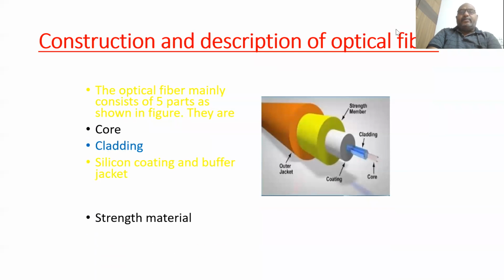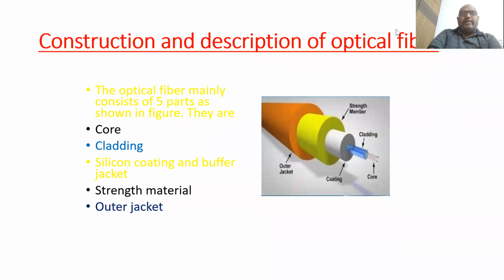The construction of optical fiber is basically 5 parts. One is called core, number 2 is cladding, number 3 is silicon coating and buffer jacket, number 4 is strength material, and the outer one is the outer jacket. These are the construction of optical fiber, the different types of parts.